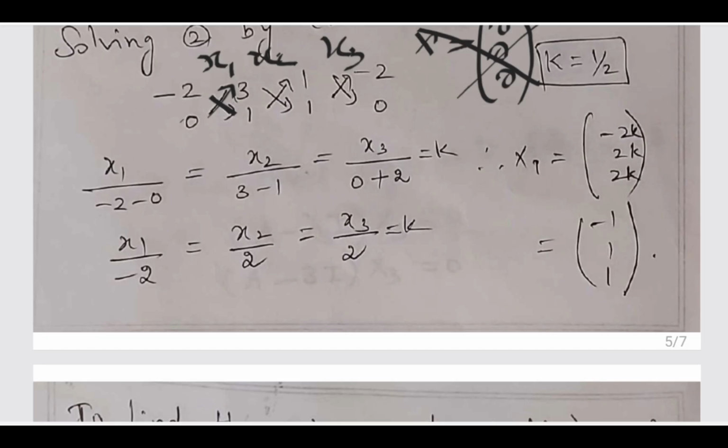Now by reducing it, you will get x1 by minus 2, x2 by 2, which is equal to x3 by 2, which is equal to k, so it is minus 2k, 2k and 2k. And by taking k equal to 1 by 2, the minimum constant value, we get the eigenvector minimum value as minus 1, 1 and 1. So this is our required suitable eigenvector, that is x1 is equal to minus 1, 1, 1.